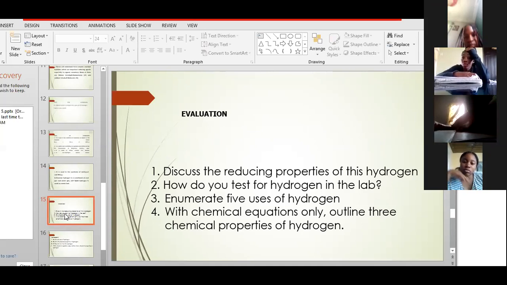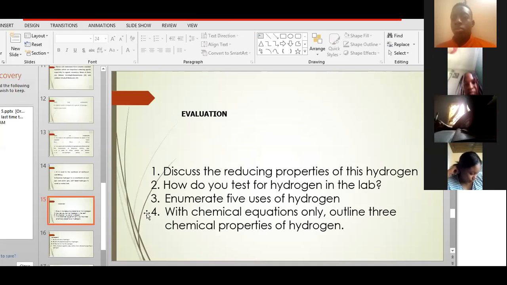Number 1, discuss the reducing properties of hydrogen. Sir, please send this note if you're not able to do this evaluation. I will send you the note, don't worry. Sir, that's what you always used to say. But is this question very difficult? Number 1, discuss the reducing properties of hydrogen.